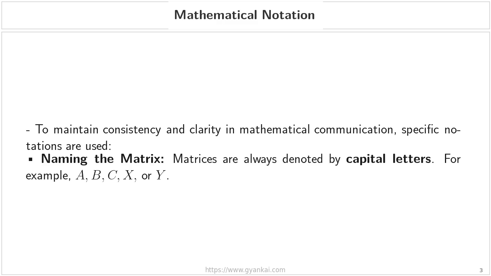A matrix is always denoted by a capital letter. For example, you will typically see them labeled as capital A, capital B, capital C, capital X, or capital Y. Using a capital letter allows us to easily distinguish the entire matrix structure from the individual elements within it.